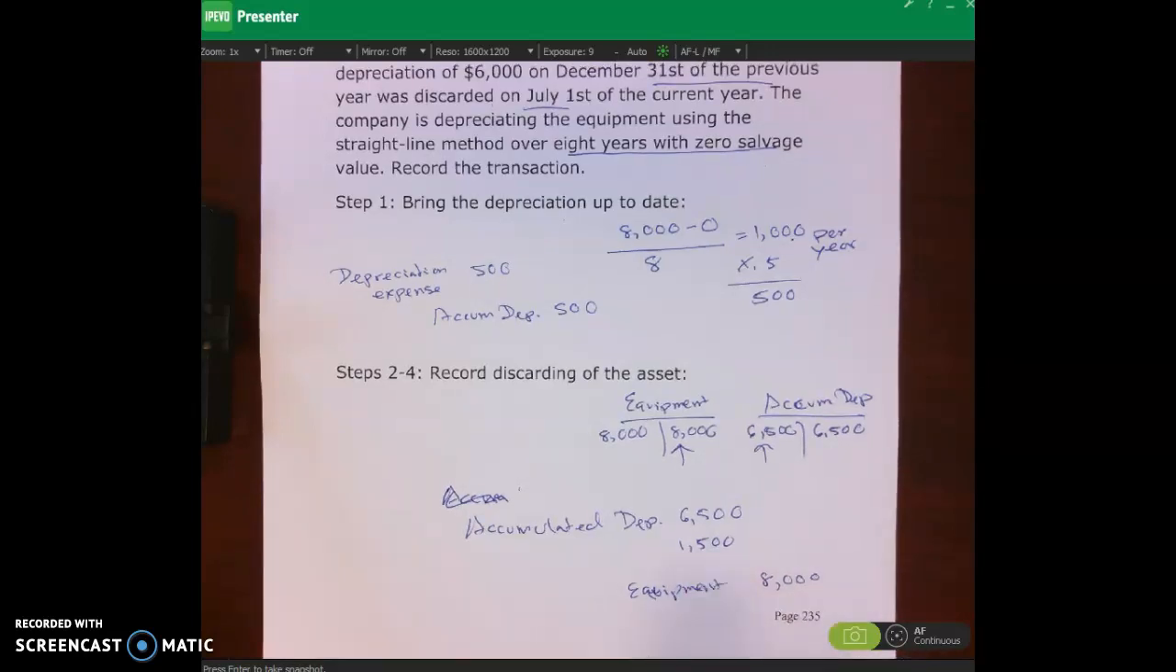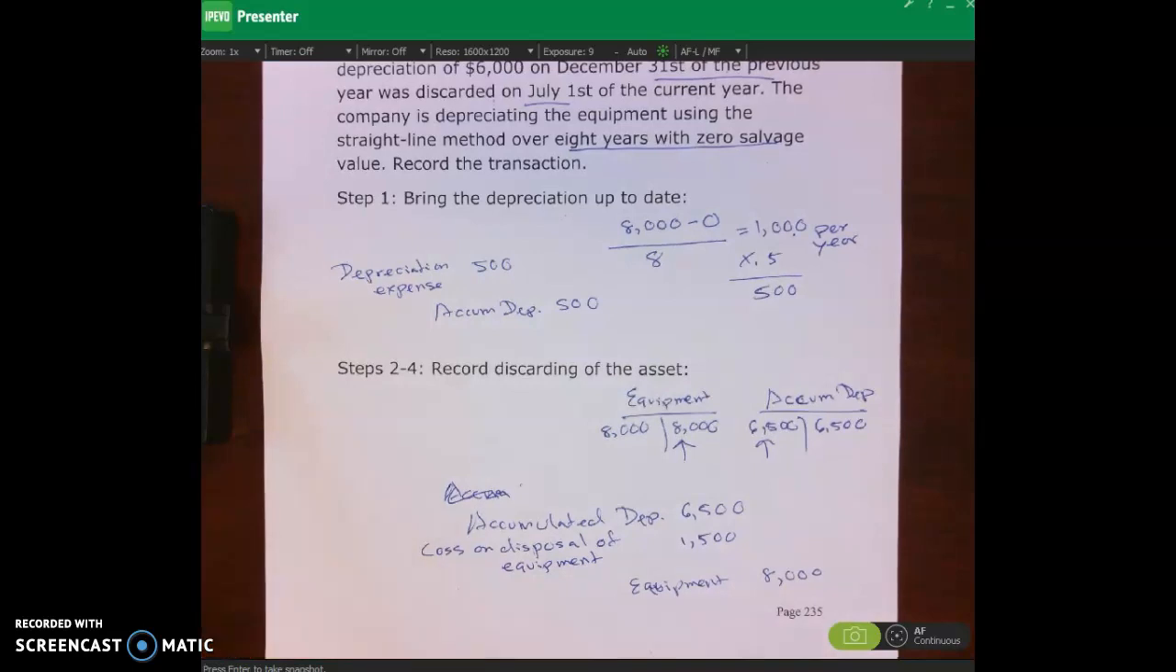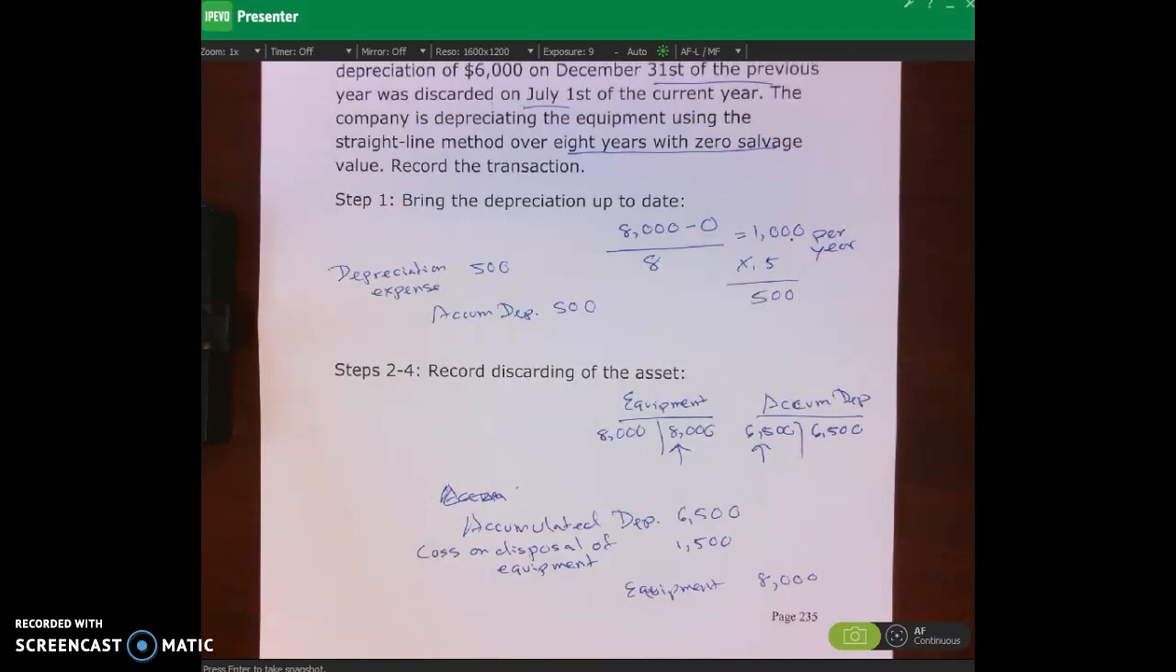So I'm going to debit a loss on disposal of equipment for $1,500. And this loss on the disposal of equipment is another expense on the income statement. Okay, so this will reduce our income. This is another expense on our income statement.